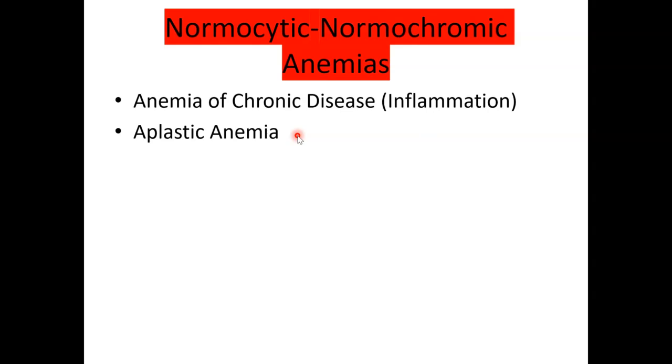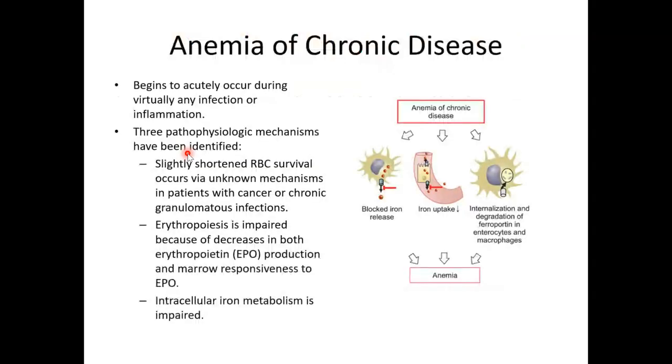So some causes of anemia don't change the size or the shape or the color of the RBCs, and so they get classified under normocytic normochromic. When somebody has a low H&H, and you take a look at the MCV and the MCH, they're normal, but they can still have an anemia. And these would be the two important ones that we're going to discuss here. So let's start with anemia of chronic disease.